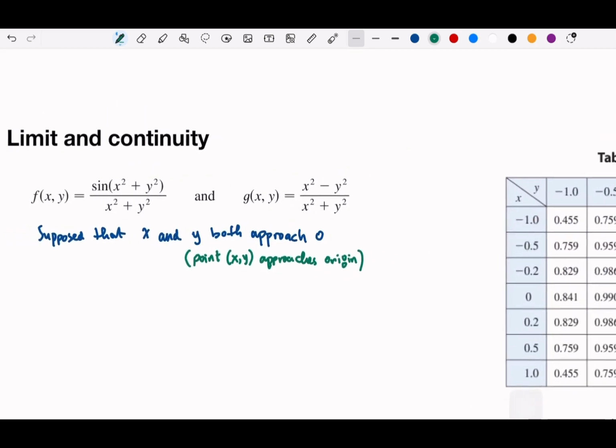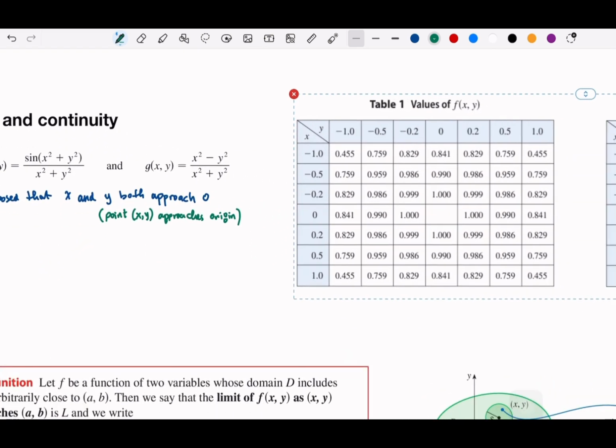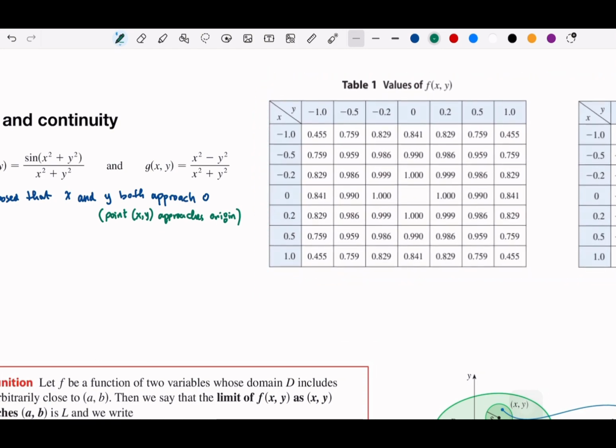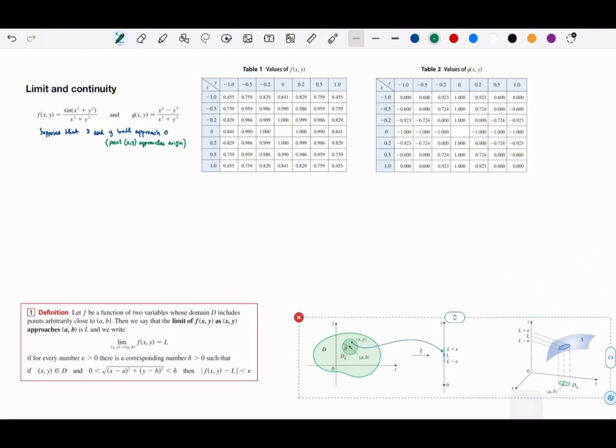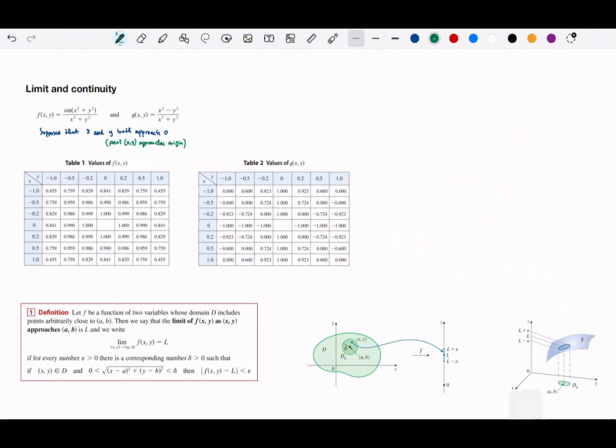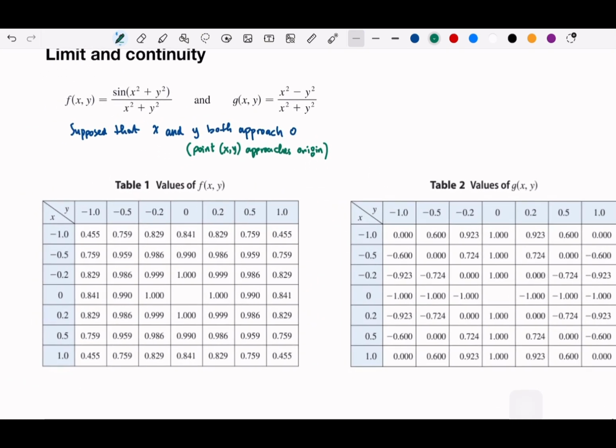Let me write this a little bit down here to make it clear. Okay. Now we have two tables here, table 1 and table 2. So table 1 is all variations of x, y for function f. Table 2 is for function g. Okay, now what I want you to do is focus on the number that is going to be the final result.